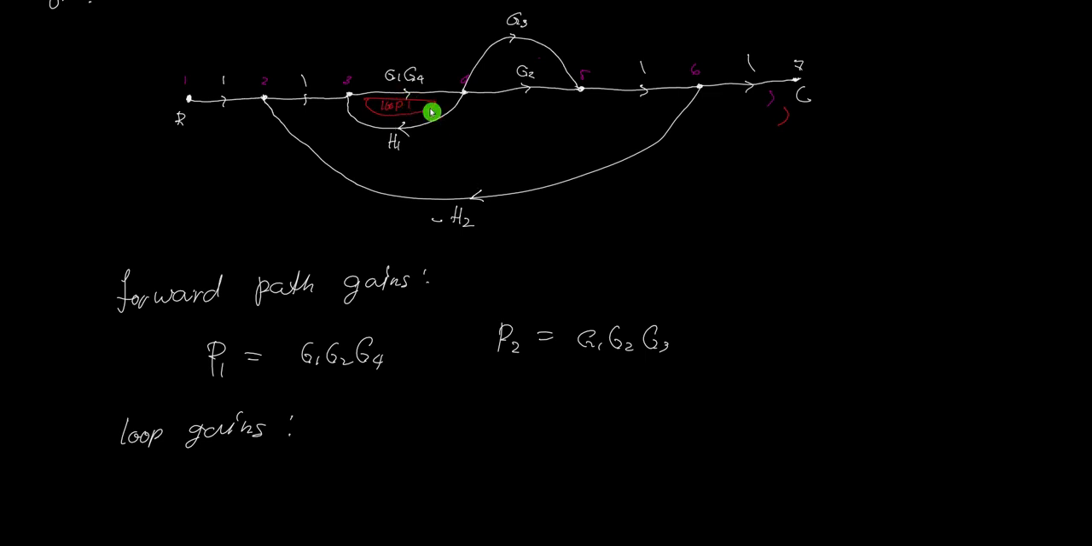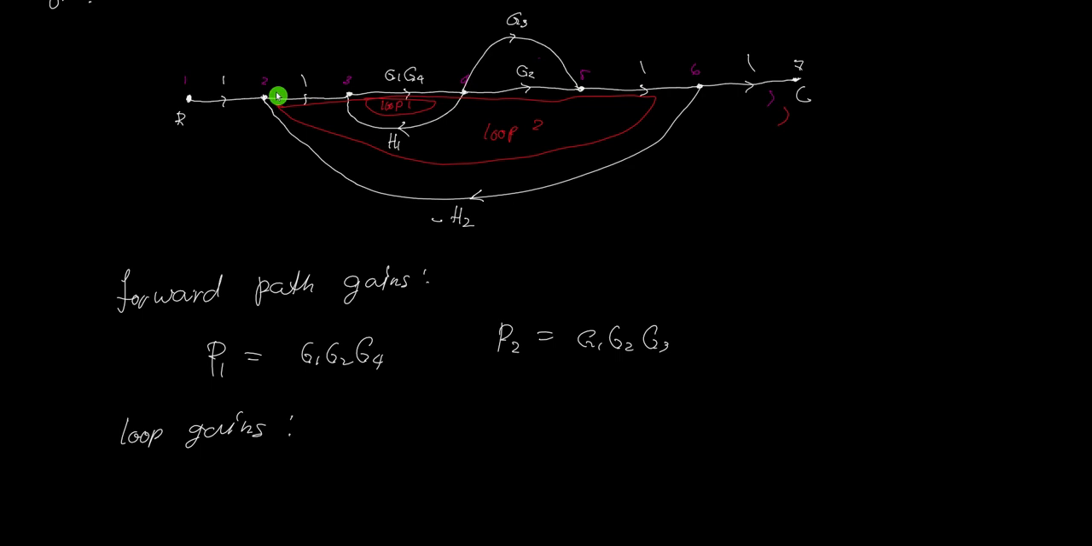Loop 1. And another one is this one from here. Then you go into that and then you go back here. You can call that loop 2. And actually there are 3 loops here. What is the other one? So we already have 2.